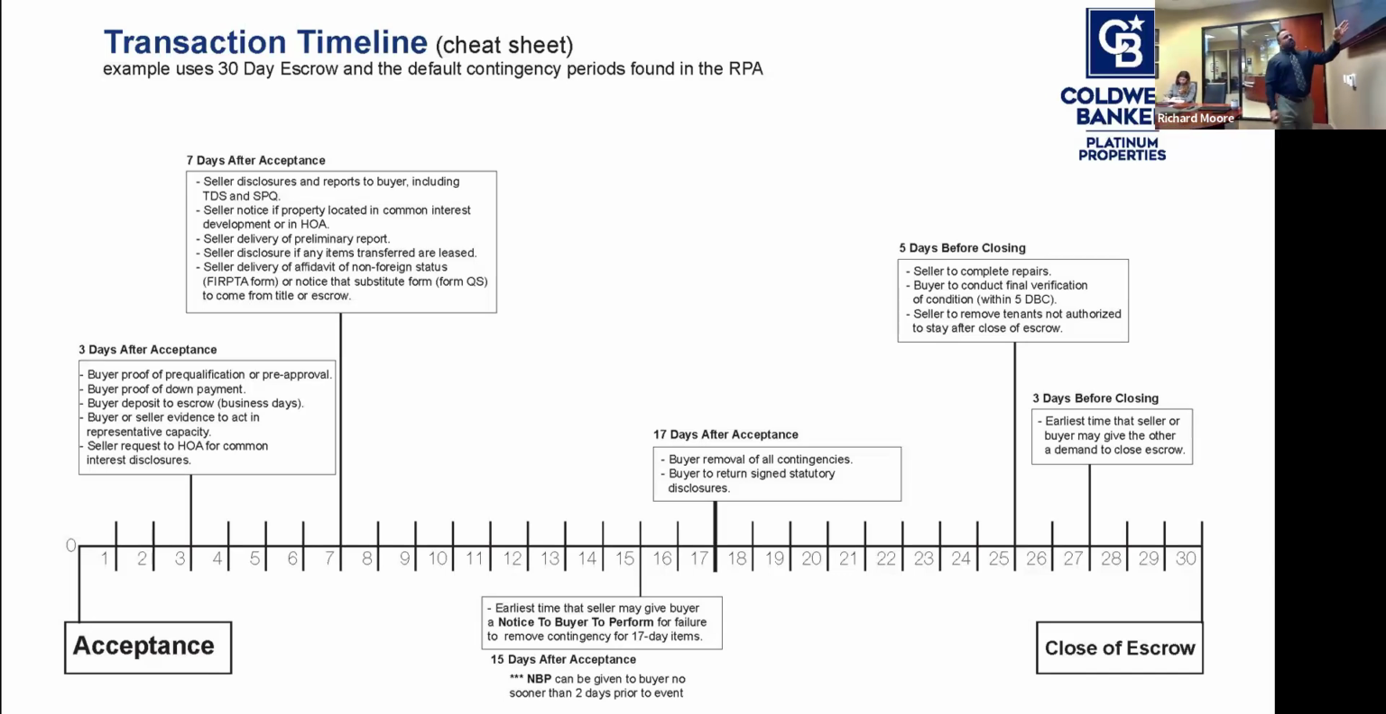Now, transaction's going through, the lender's getting final documents to close everything and fund everything. And then when you get to 5 days prior to closing, any repairs that the sellers agreed to make should be done by then. Or if there's a tenant living in the home, they have to be out by 5 days prior to closing, that's when they should be out by.